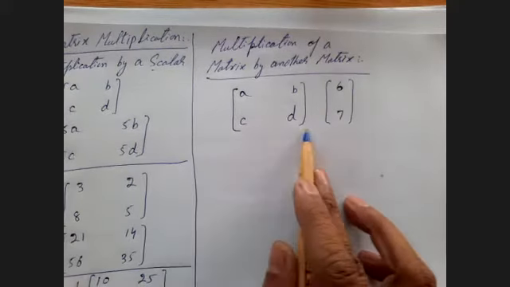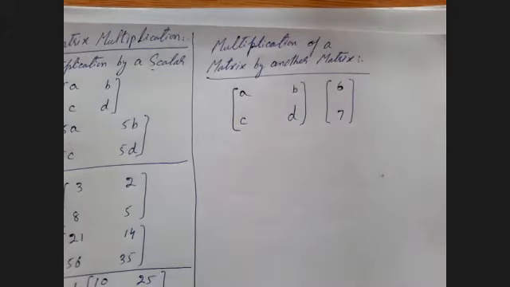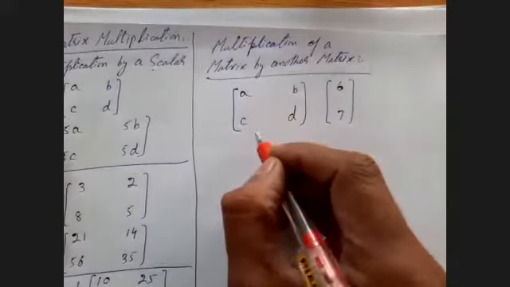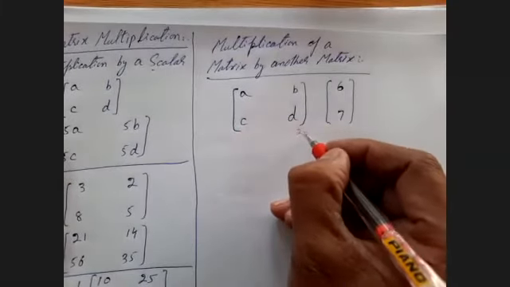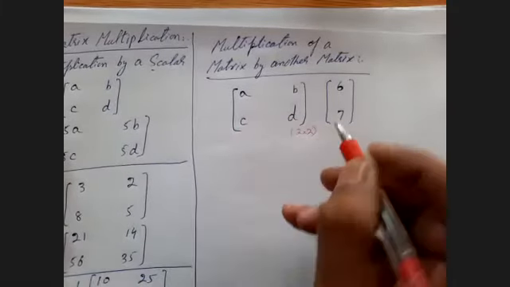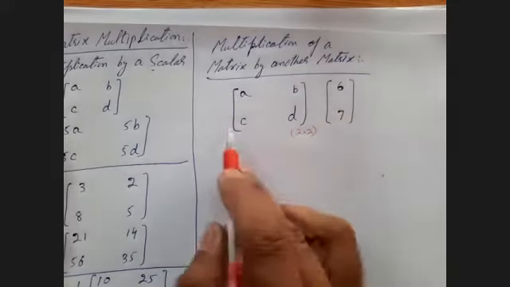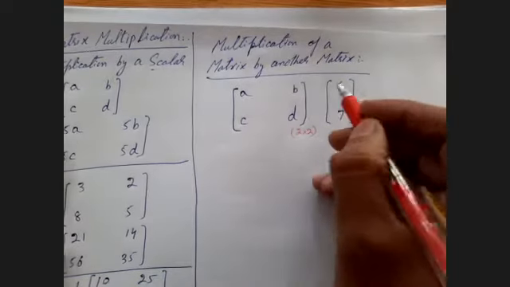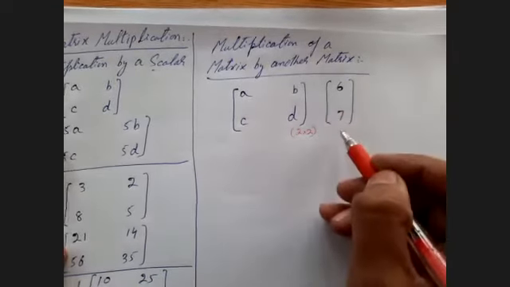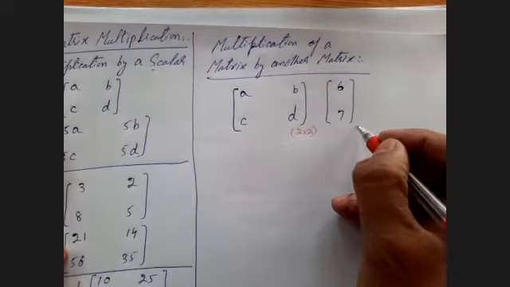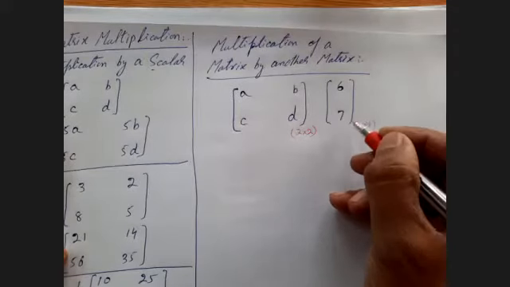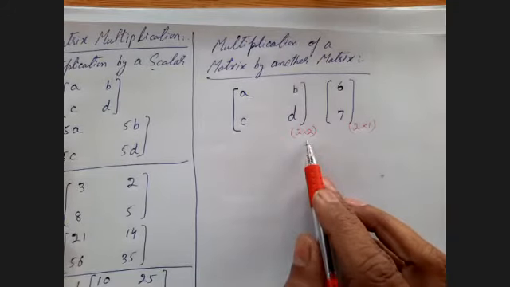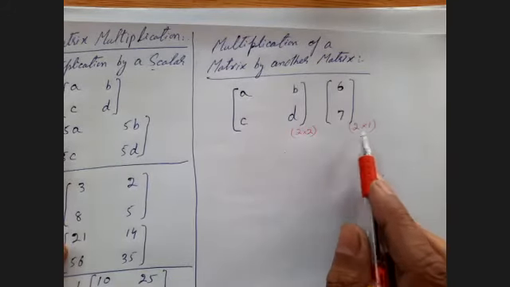So what is the order of this matrix? This is 2 into 2 because there are 2 rows and 2 columns. In the same way, this matrix has 2 rows and 1 column. So this is 2 multiplied by 1. Now here you can see that the order of this matrix is 2 into 2 and the order of this matrix is 2 into 1.